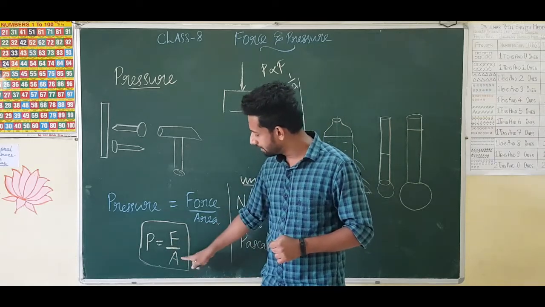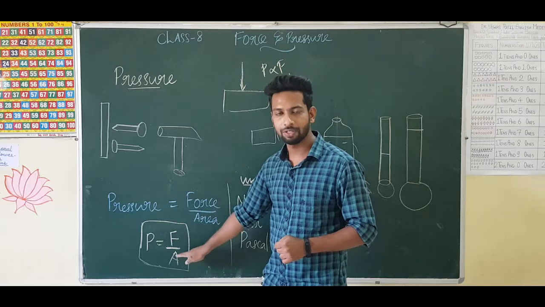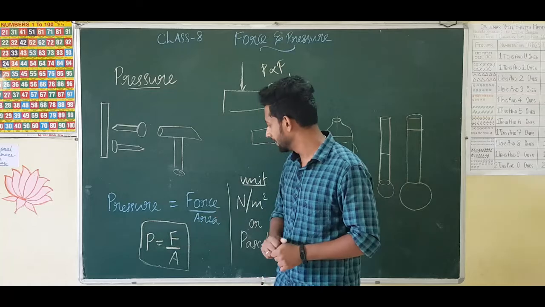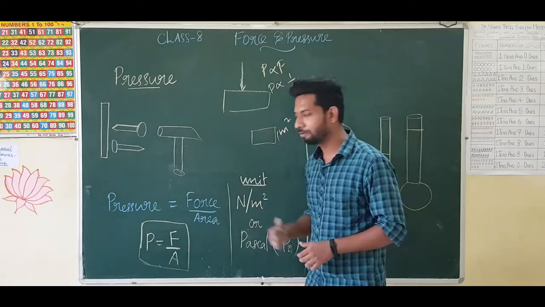Here, pressure is inversely proportional to the area of the surface. That is, when area increases, pressure decreases. When the area decreases, pressure increases. Now we can move to the unit of pressure.